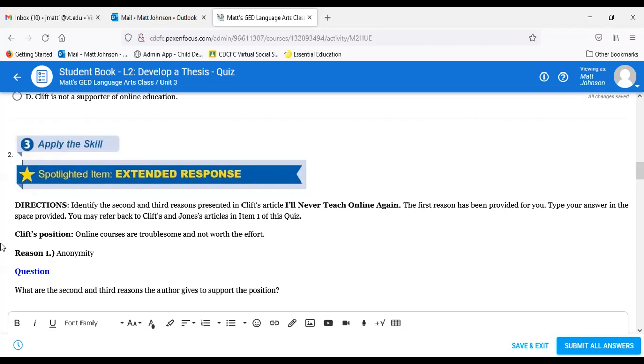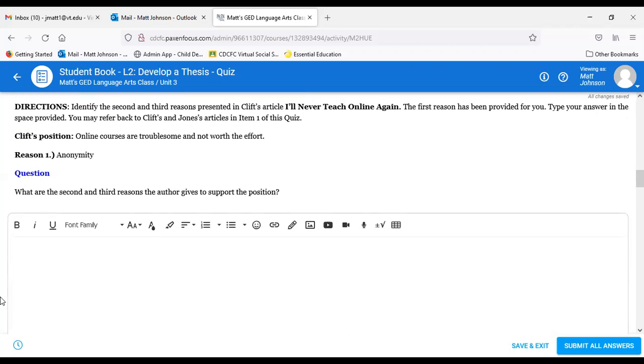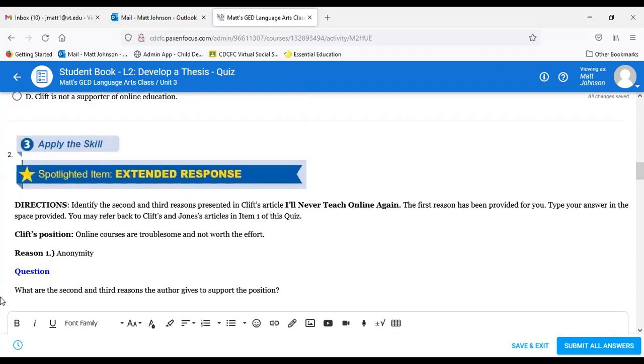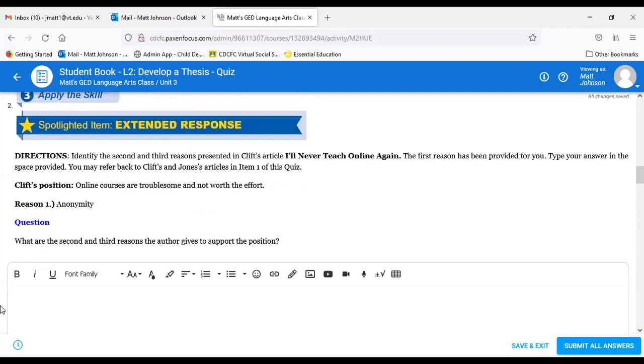And then what we're going to get into here is just a little bit of writing. So what it's asking here: identify the second and third reasons presented in Clift's article, I'll Never Teach Online Again. The first reason has been provided for you. Type your answer in the space provided. You may refer to Clift and Jones articles in item 1, right? So we can keep going back and looking.